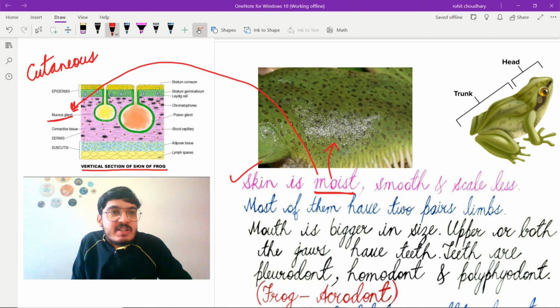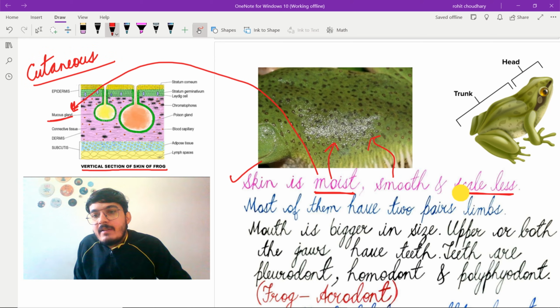Cutaneous respiration is the respiration through skin. As you can see, the skin is smooth and it is scaleless. And in some cases, if scales are present, they are hidden beneath the skin, for example, in caecilians. The next feature is that most of them have two pairs of limbs.